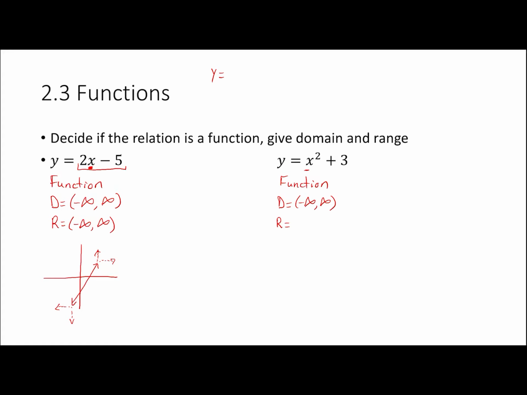But where this becomes a little bit more of an issue is with the range value. Because with the range value, it's not going to be all real numbers. Because think about what happens when you put any value in for x and you square it. What happens when you square a number?